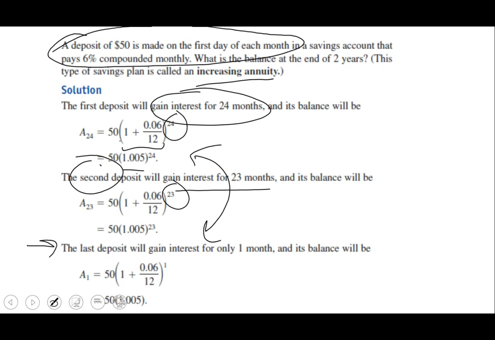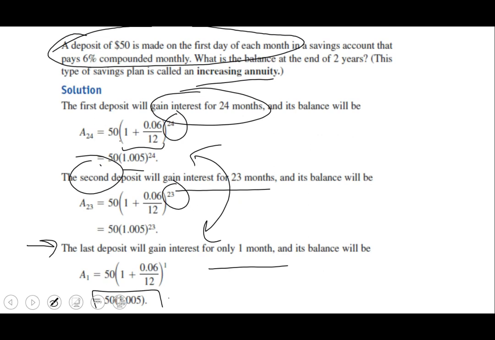Then consider the final deposit that you make. The final deposit you make is in the last month of your investment, which means it's only going to make interest for just 1 month. So when you simplify that, you're going to get 50 times 1.005 just to the first, which basically means that the exponent is not there.